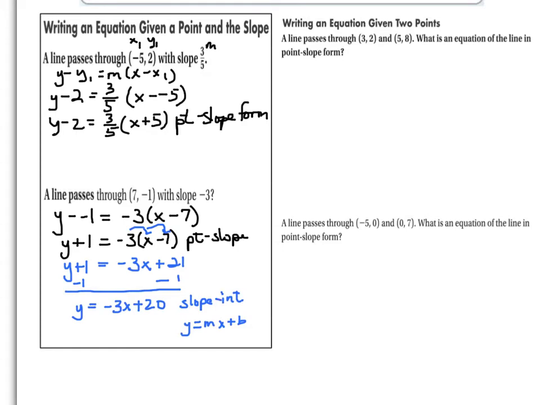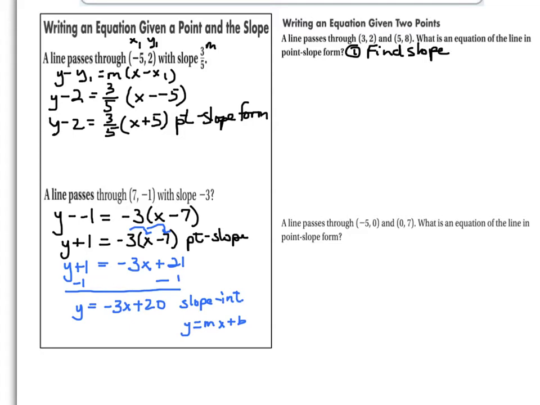It says, a line passes through the ordered pair 3, 2 and 5, 8. What is the equation of the line in point-slope form? So as we look at this now, the first thing we want to do here is find the slope.